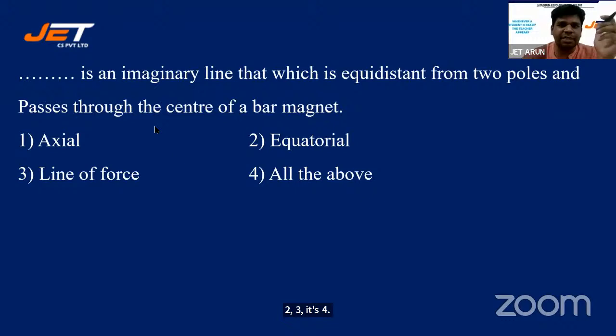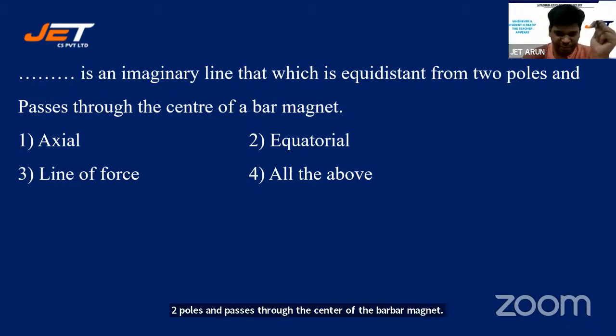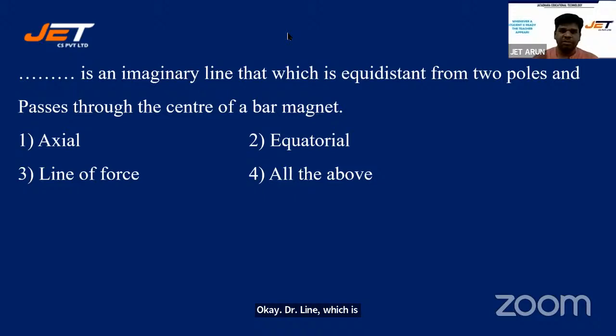Dash is an imaginary line which is equidistant from two poles and passes through the center of the bar magnet. Axial line, equatorial line, line of force, all the above. So in a bar magnet, that line which is passing through the center and equidistant from both the poles. Yes, correct, good. Saivardhan, Riya, Agnivesh, you have a confusion, that's okay, but I appreciate you attempted.